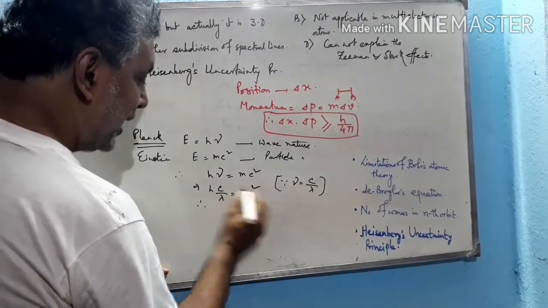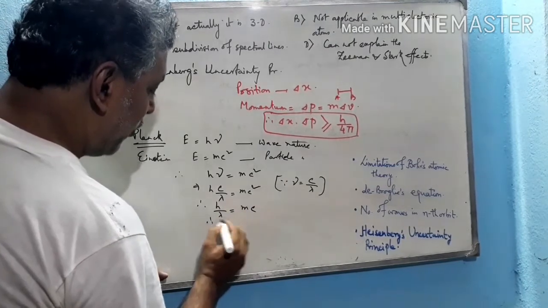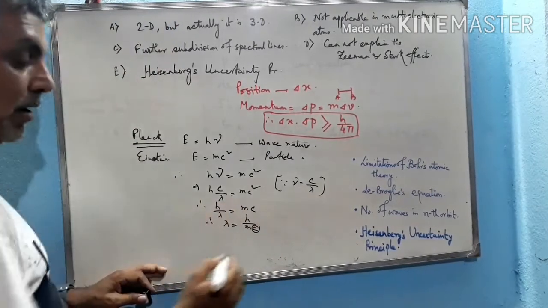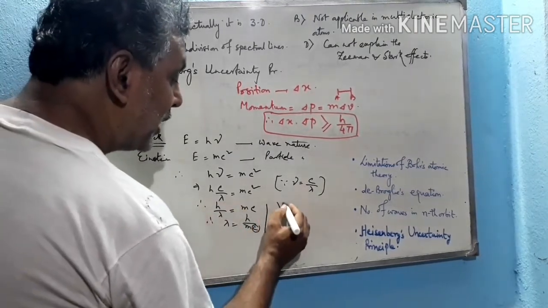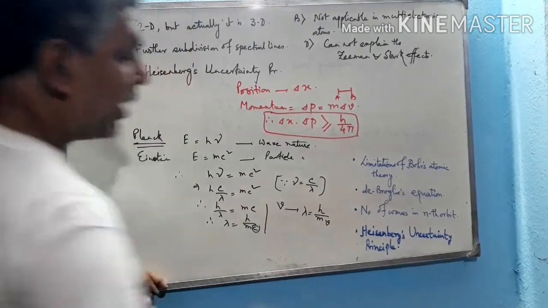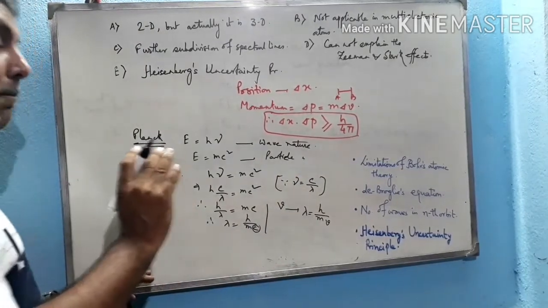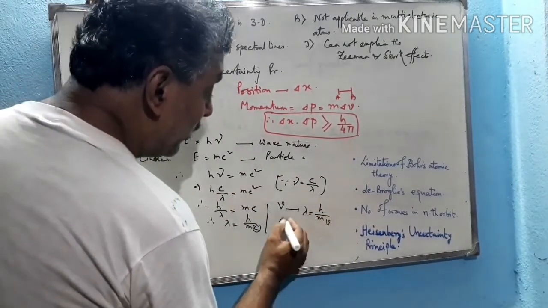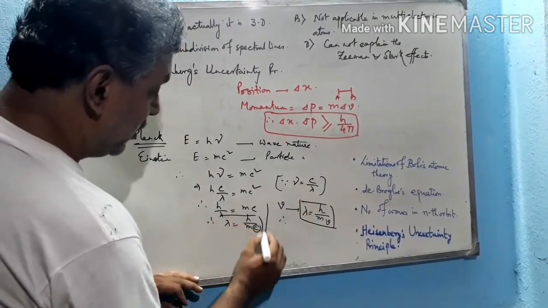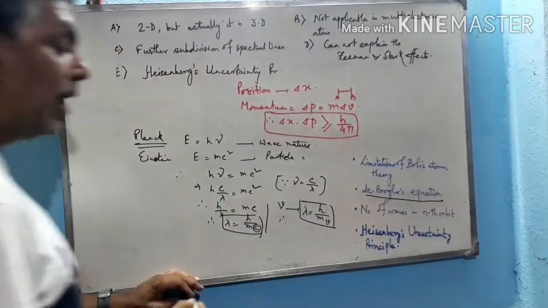Therefore, cancelling c from both sides, we get h by lambda equals mc. Therefore, lambda equals h by mc. For light, the velocity is c. For another particle having velocity v, we can write lambda equals h by mv. This is also known as de Broglie's wave equation for the dual nature.